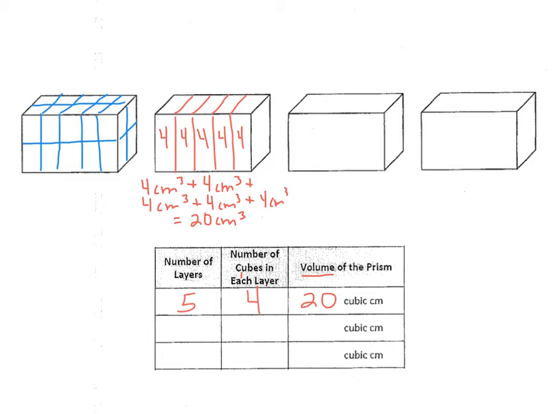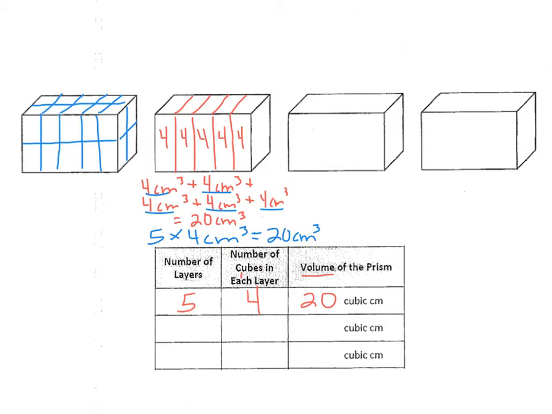Well, I can also solve that with multiplication, because multiplication is repeated addition. Well, how many 4 cubic centimeters did I have? 1, 2, 3, 4, 5. So I can do 5 layers times 4 cubic centimeters. 4 times 5 is 20, and I can't forget my unit. So make sure everything I did, you did too.